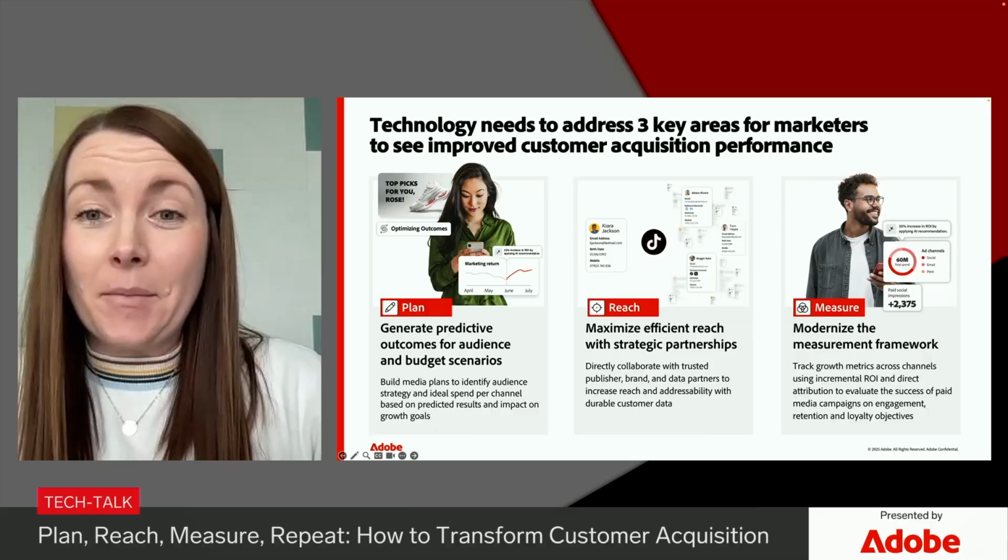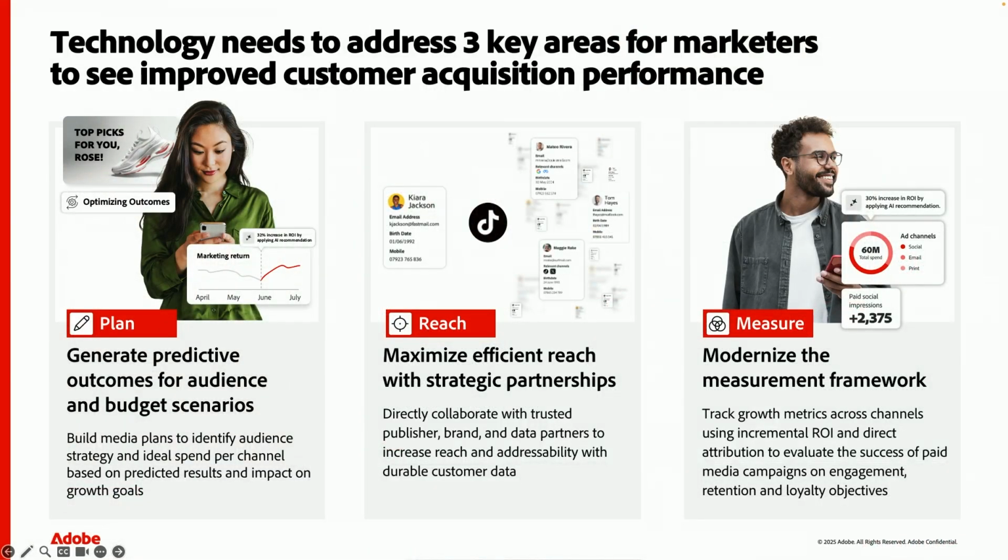They ultimately need that ability to build media plans that use predictive outcomes that are going to forecast both audience and budget scenarios. They need a way to really predict the optimal spend mix within and across channels for these campaigns, as well as the predicted reach of new audiences so they can have an understanding of where they'll see the most return on investment and have something to optimize towards.